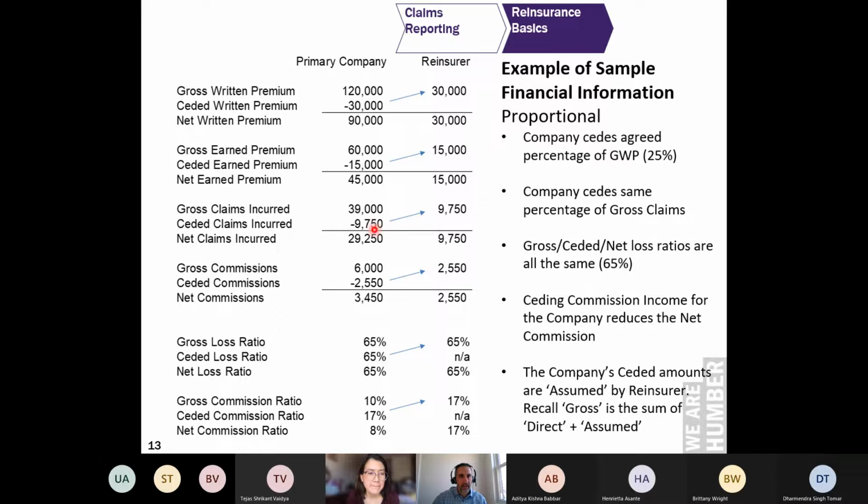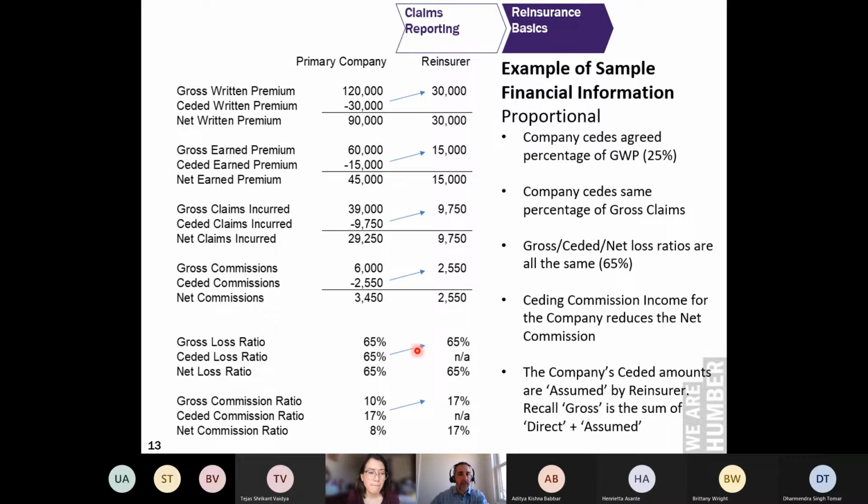Okay, and this is the claim amount. 25% of the claim is being ceded and then assumed by the reinsurer. So what that means, and I talked about it when we talk about proportional, it doesn't change your loss ratio. If you do the premium and the claims in the same percent, your ratios are going to be the same. Okay, so a proportional reinsurance contract wouldn't change the loss ratio for the portfolio that's being reinsured.